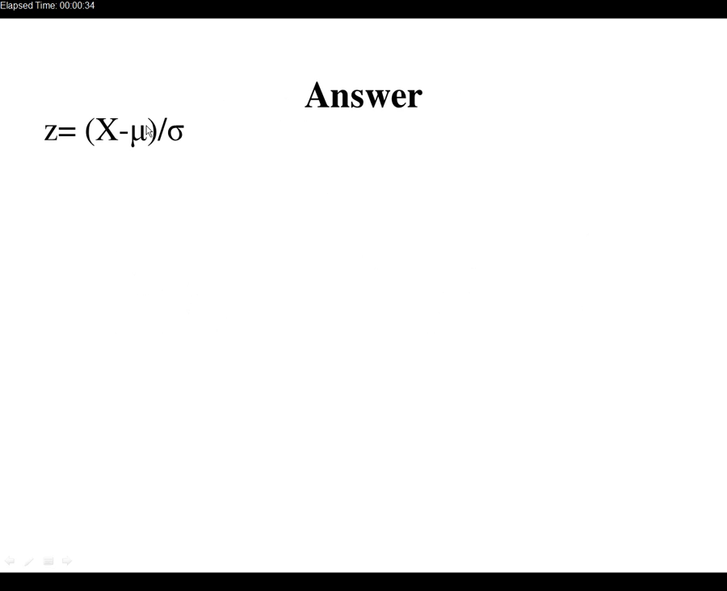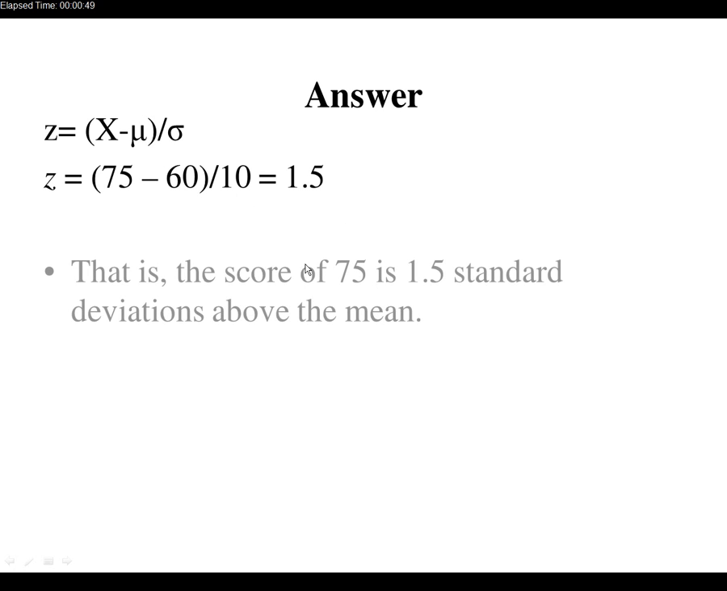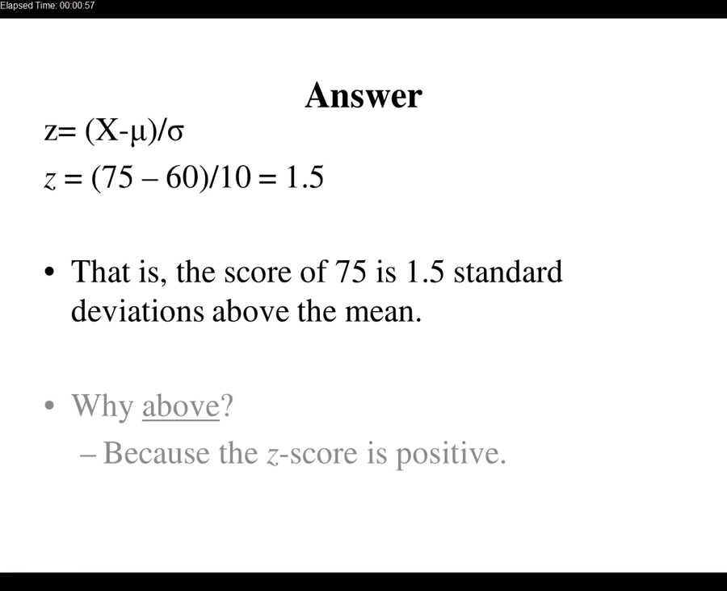Z, don't forget, equals x minus the mean divided by the standard deviation. So we take 75 minus 60 divided by 10. Okay, so 15 divided by 10 is going to be 1.5. And so the score of 75 is 1.5 standard deviations above the mean. Why above? Because the z-score is positive.